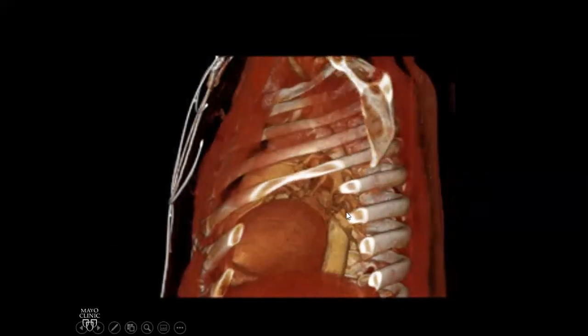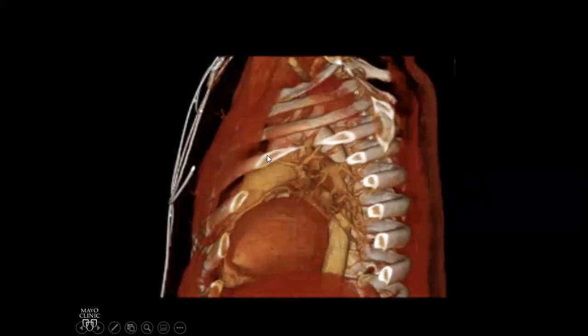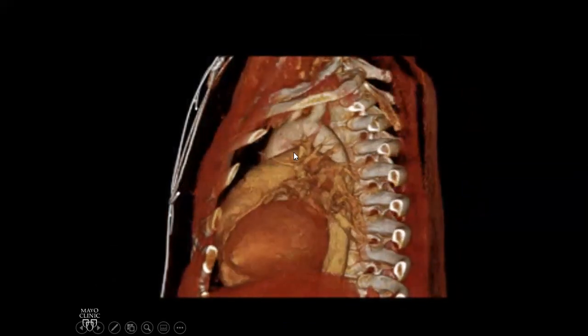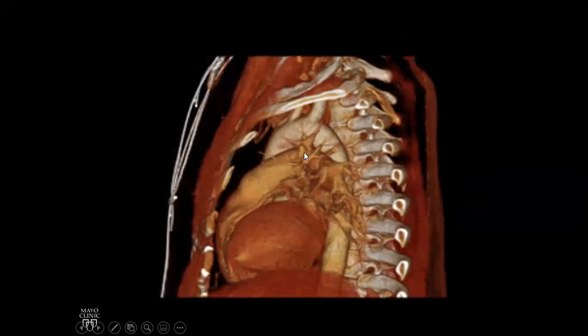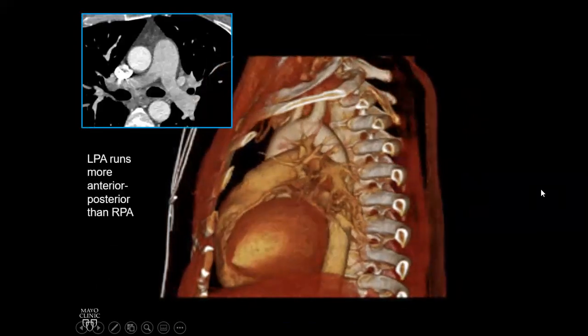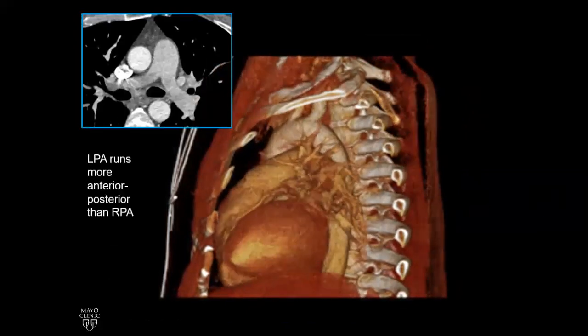Here's our heart beating. This is the descending thoracic aorta coming over. There's our aortic arch. Here's our RV outflow, and there's our main pulmonary artery. The right pulmonary artery is running left to right in the plane that we can't see, but this guy right here is our left pulmonary artery making sort of an arch. So the left pulmonary artery runs more anterior and posterior than the right pulmonary artery, like that.